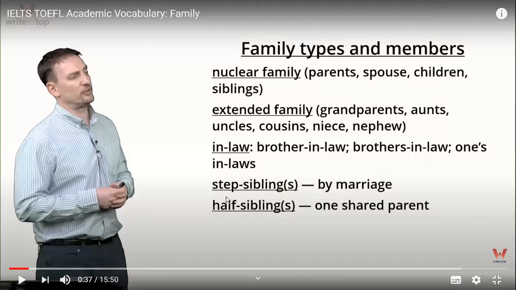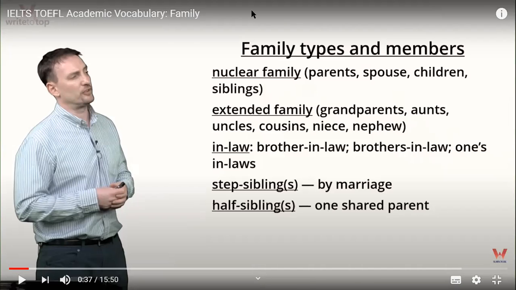And I have a question. What do you think? What does nuclear family mean? If you have any answers, you can give an answer. If you have no idea, never mind, I will explain. Have you got an idea? What does nuclear family mean? No idea?